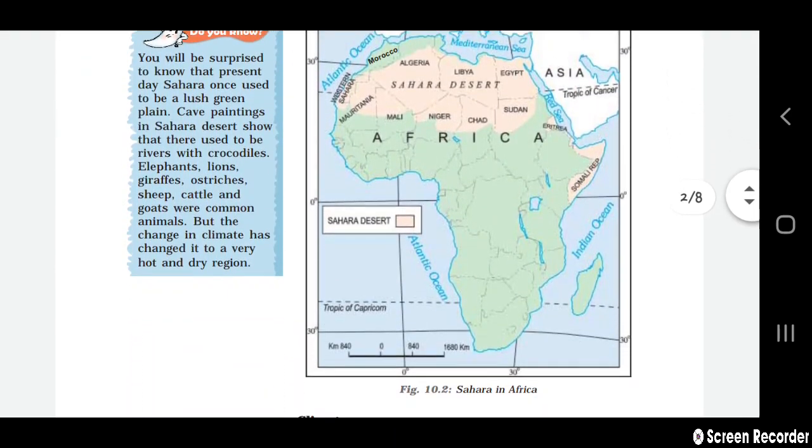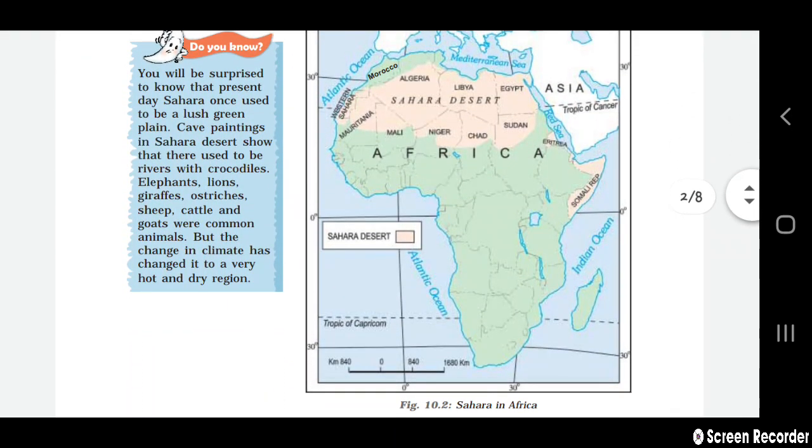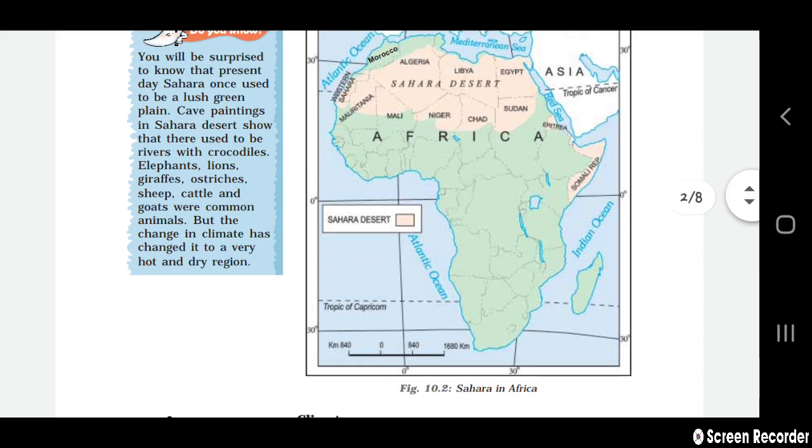So here you can see Africa. These are the parts of the Sahara that cover places like Algeria, Morocco, Libya, Egypt, Sudan, Chad, Niger, Mali, Mauritania, and Western Sahara.